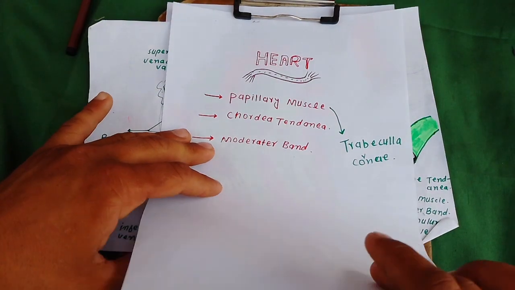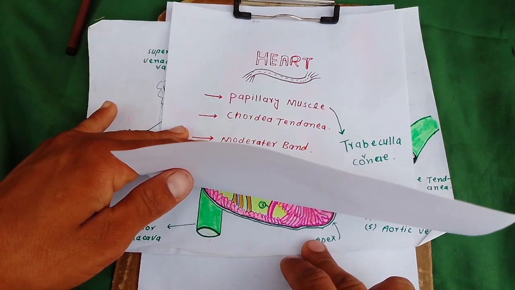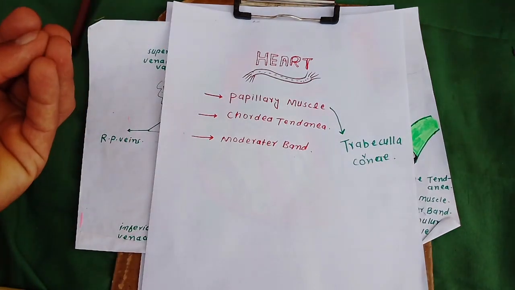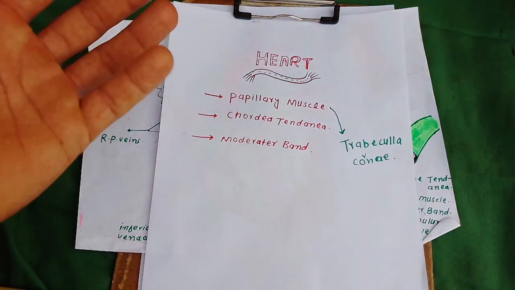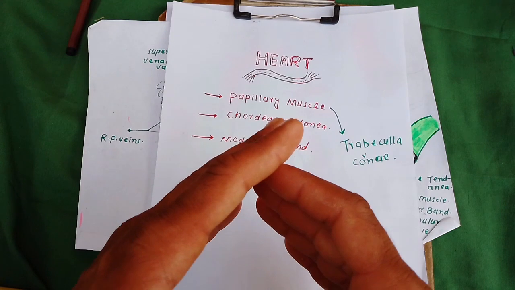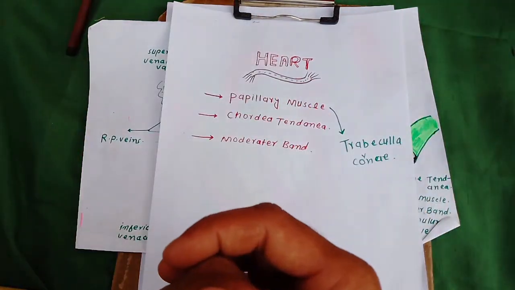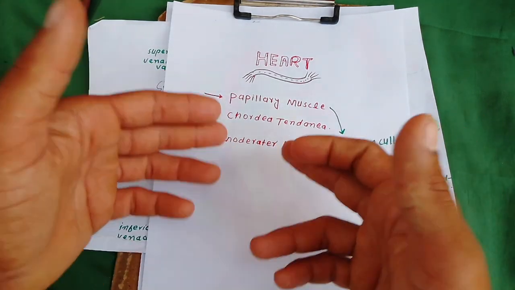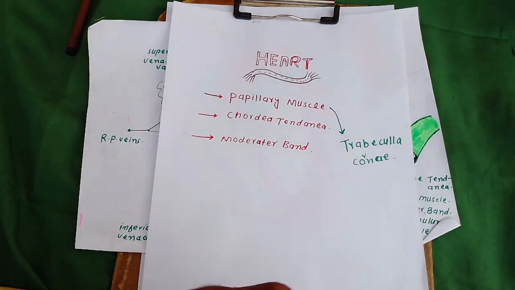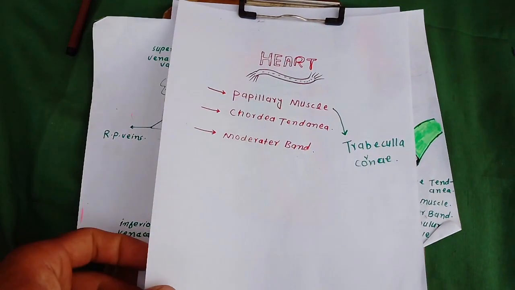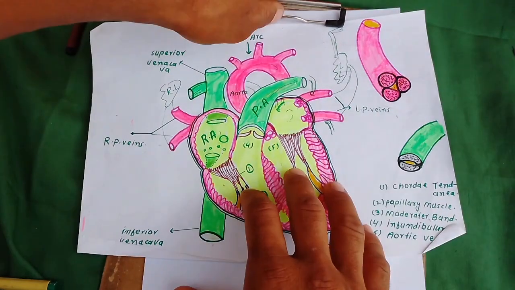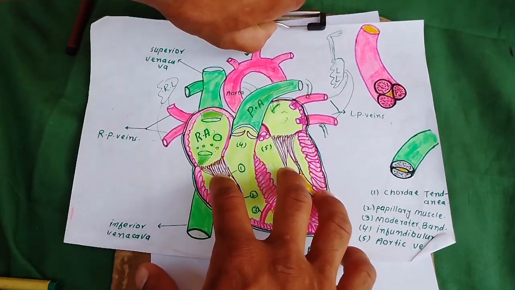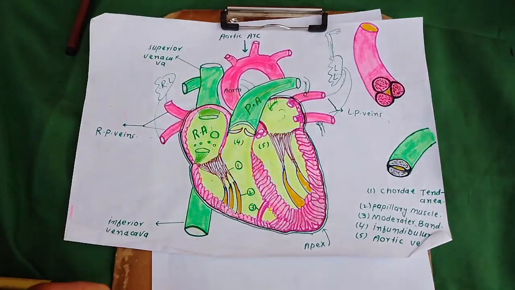I will explain in big detail the papillary muscle, its function, its location, its attachment, the mechanism of action of the papillary muscle, the mechanism of action of the chordae tendineae, what is the moderator band, and what are trabeculae carneae. Okay, so let's start. Let's start my dangerous class.